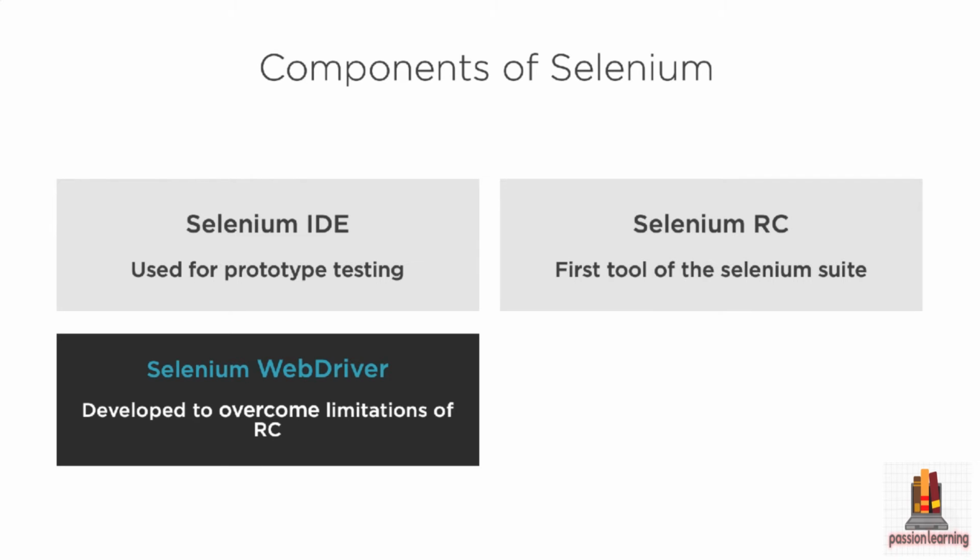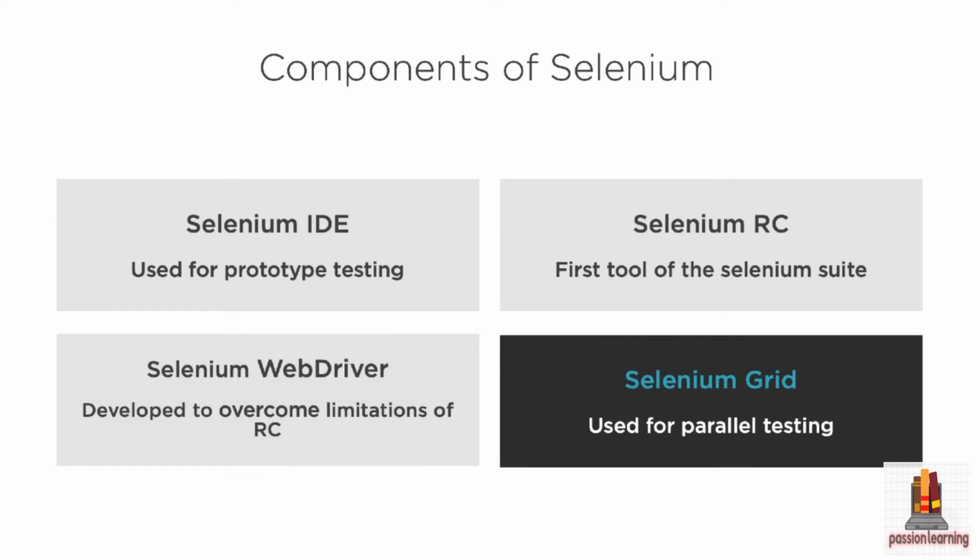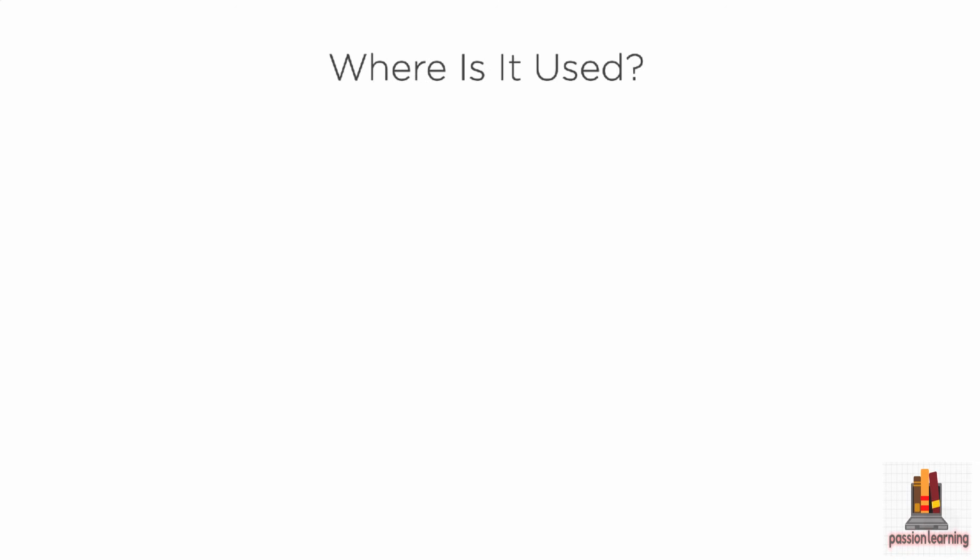Then comes the Selenium WebDriver, which is what we'll be using throughout this course. It is probably the most important tool of the Selenium suite. We'll dive deeper into this in the next video. And finally, the last component of the Selenium suite is the Selenium Grid. It is used for parallel or distributed testing, which means it allows us to execute test scripts on different machines at the same time.